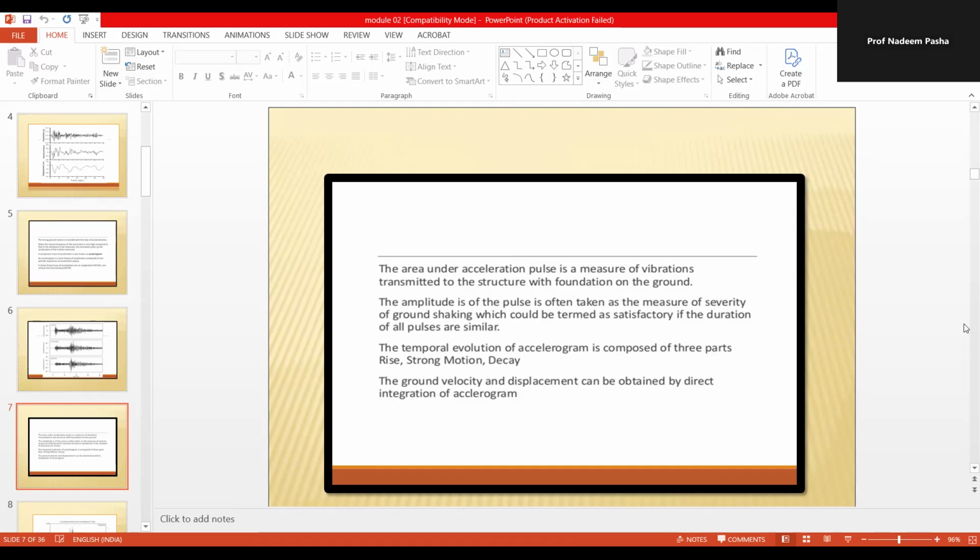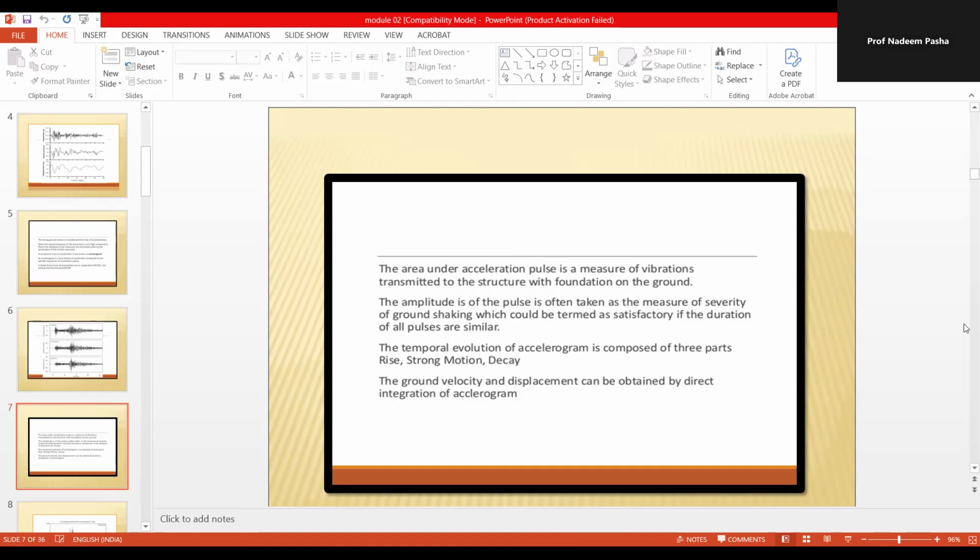The amplitude of the pulse is often taken as the measure of severity of ground shaking, which could be termed as satisfactory if the duration of all the pulses are similar. So how will you differentiate that this earthquake is of low magnitude, and this earthquake is very dangerous, based on amplitude? If the amplitude is very severe, or the duration of pulses is similar, we term it as a severe earthquake.